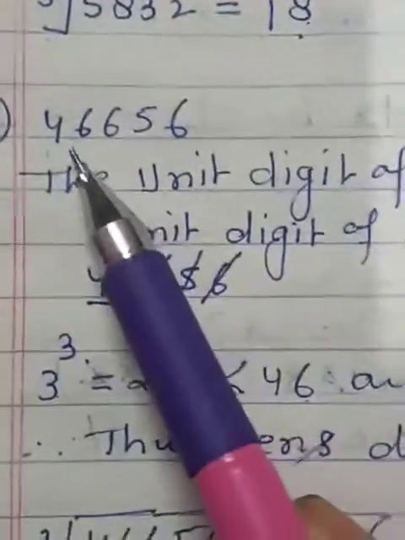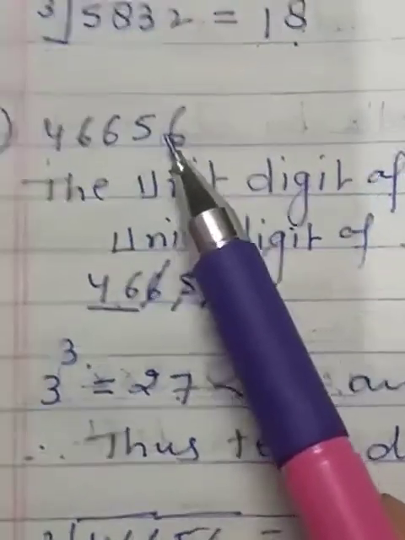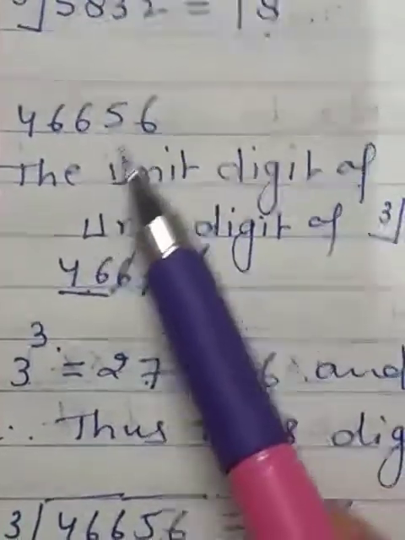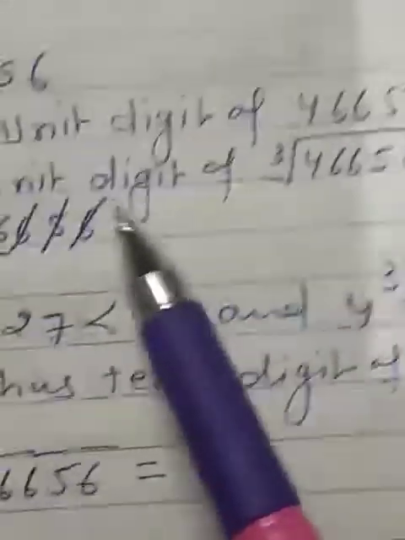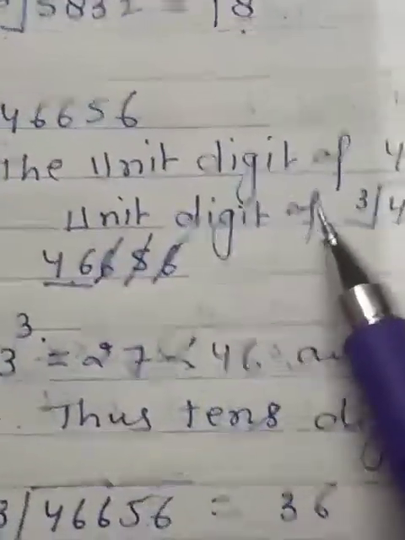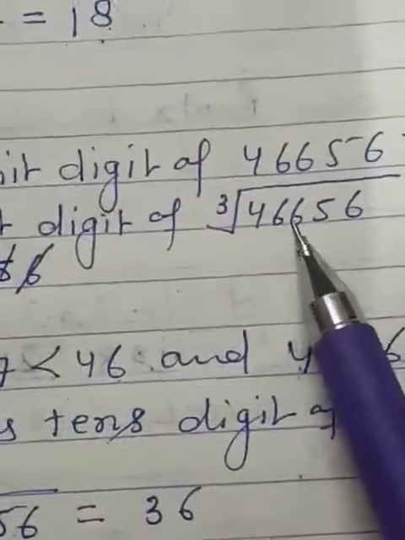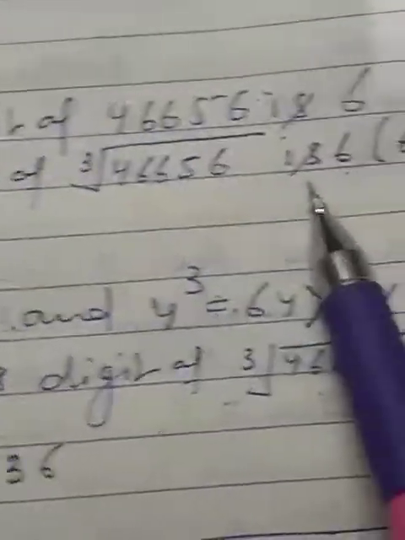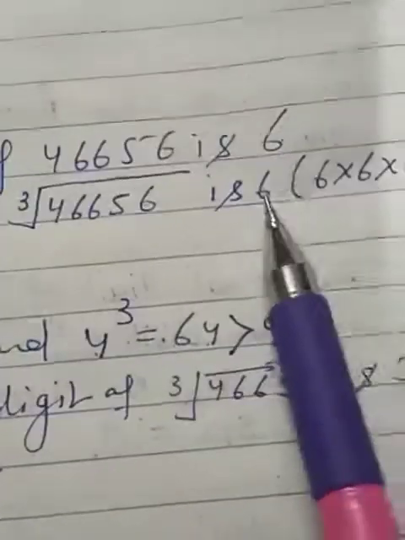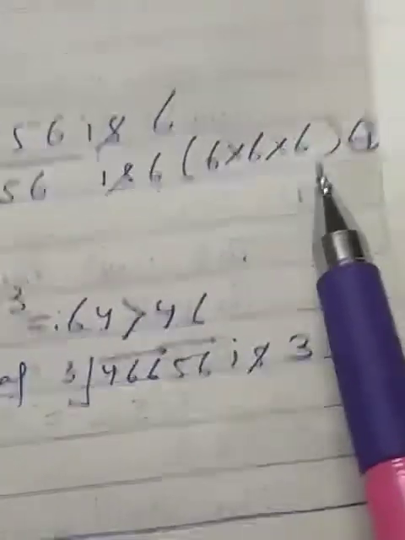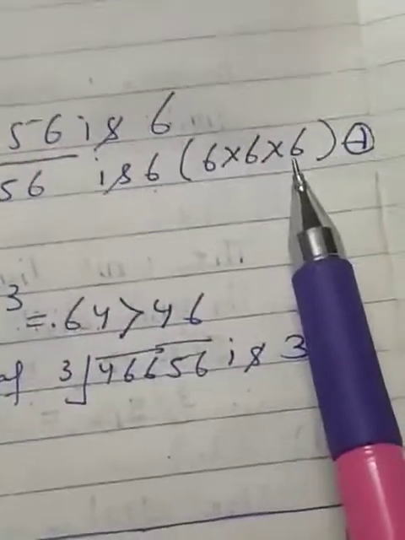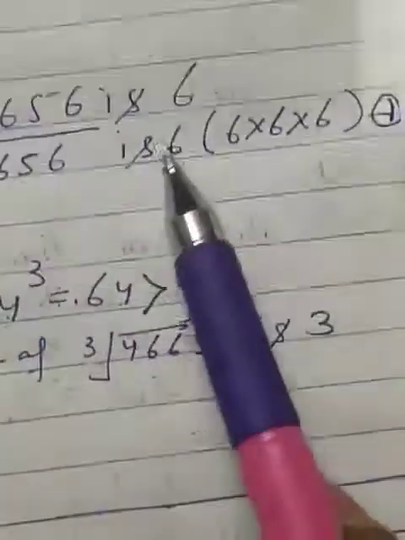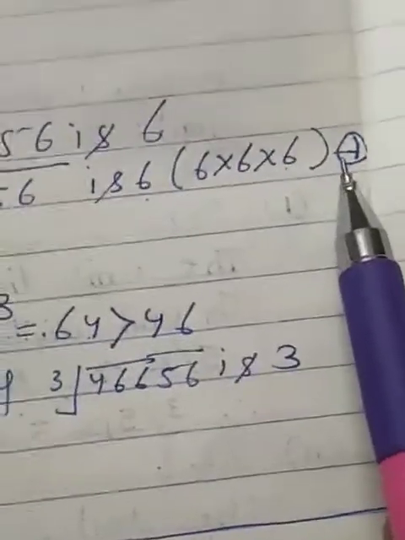Another example, 46656. It is a 5-digit number, and the last digit is called the unit digit. The unit digit of 46656 is 6. Now the unit digit of the cube root of 46656 is 6. Why? Because when this 6 is multiplied 3 times, we get 216, and the last unit digit is 6. So therefore 6. This is called equation number 1.